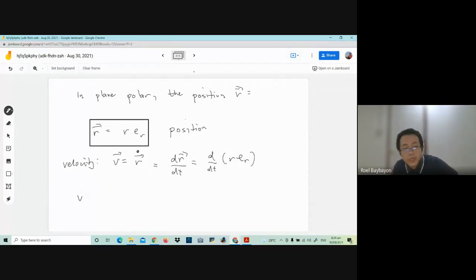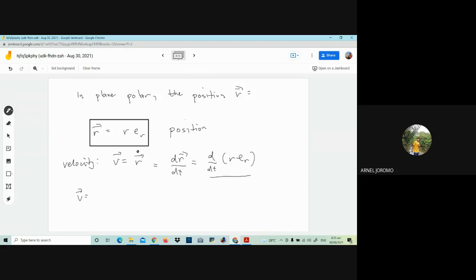So my velocity is equal to, sige daw, unsay derivative ani kani kisa ito si Arnel Horomo. Arnel Horomo. Tama? Tama si Arnel Horomo? Tulog. Wala si Arnel. Nasa.